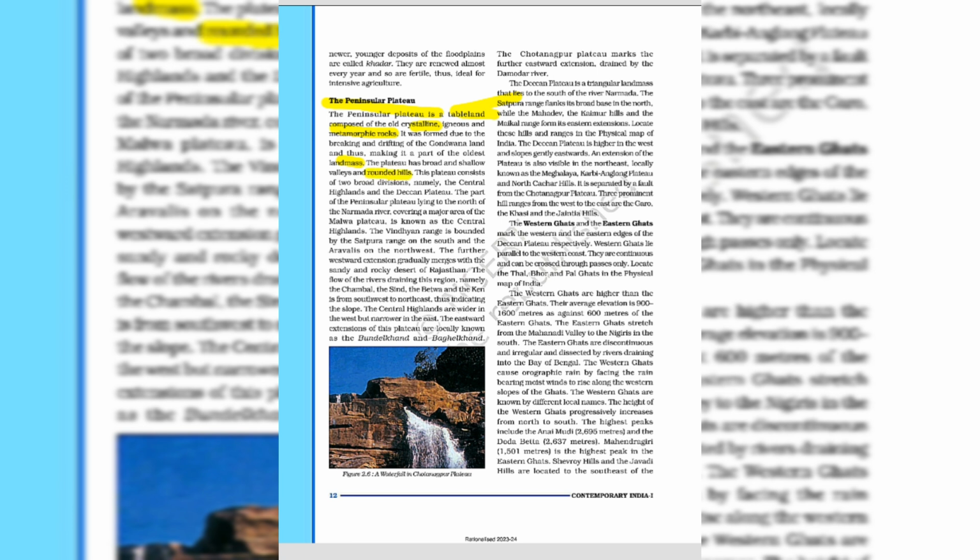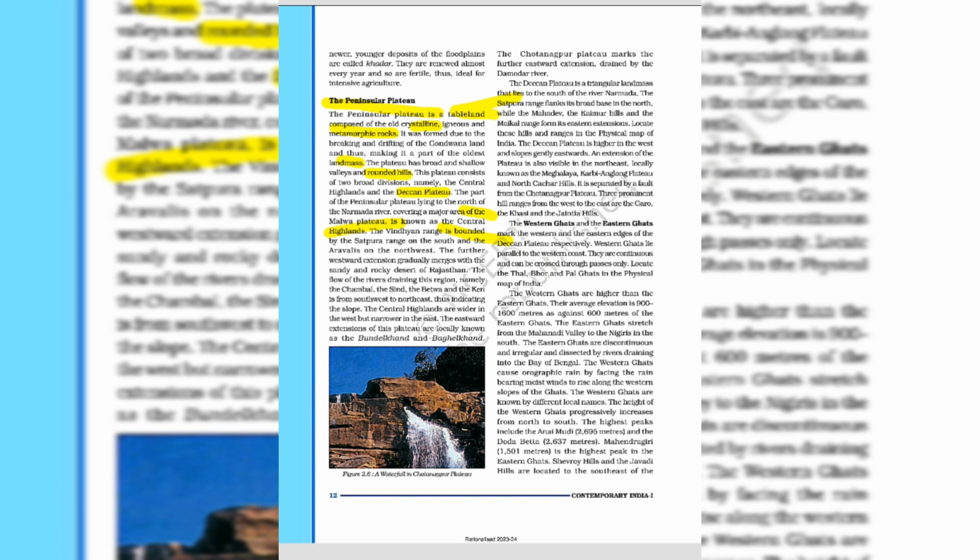This plateau consists of two divisions, namely the Central Highlands and the Deccan Plateau. If we look at the map of India on the next page, I will explain that it is divided into two. That is the Central Highlands in the central part of India and the Deccan Plateau, which is in the south. This part of the peninsular plateau lying to the north of the Narmada River covers a major area of the Malwa Plateau, so we can say that the Central Highland is also known as the Malwa Plateau.